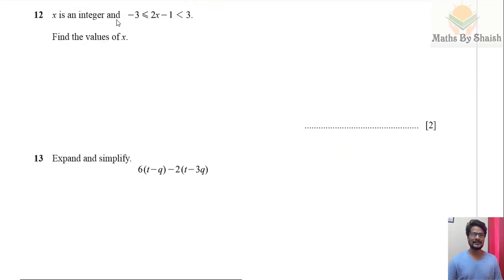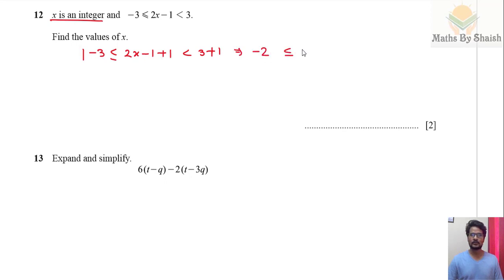Here's the 12th question. X is an integer for which 2x minus 1 is greater than or equal to -3 and less than 3. So we need to find the values of x. So whenever we have two inequalities, we need to get rid of the extra things with x. So first thing, it is -1, so we can apply +1 everywhere. So we'll get -3 plus 1 is less than or equal to 2x minus 1 plus 1 is less than 3 plus 1. So this simplifies to -2, less than or equal to 2x only, and this is less than 3 plus 1, 4.